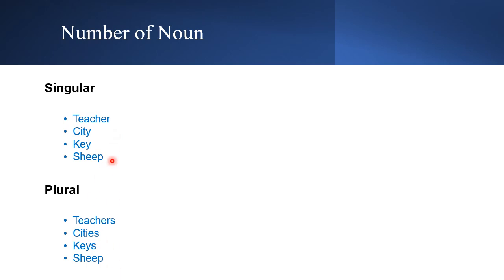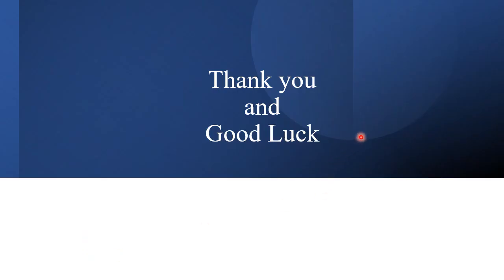And the last one is sheep. There are some words in English that remain the same when they are singular, and that remain the same when they are plural. So sheep, one sheep, sheep, many sheep. That's fine. Okay. So hopefully this makes some sense, and this is just to give you an idea what type of different things apply to a noun.